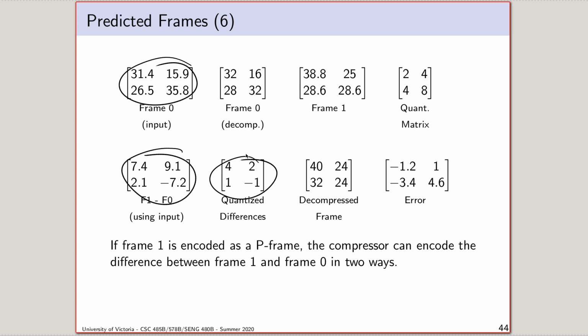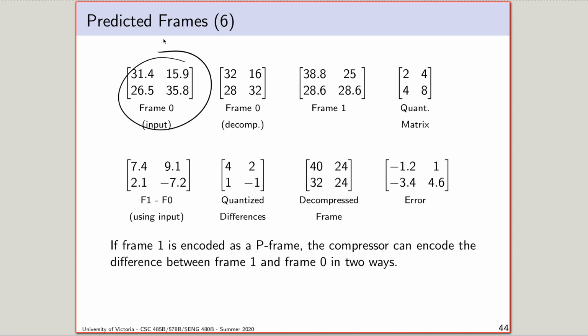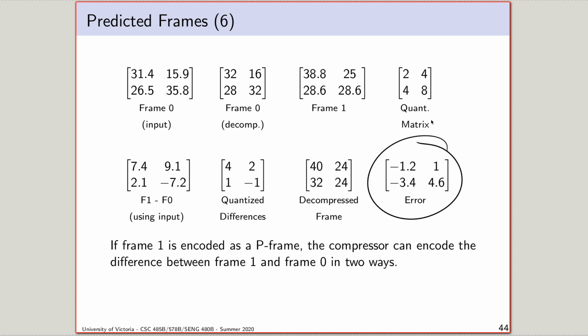But what does the decompressor use? Does the decompressor actually have this frame? No, it doesn't. The decompressor only has what it got for frame 0. So the decompressor takes the differences, undoes the quantization, and then it adds the value of its own frame 0, which is a bit off because frame 0 had some errors. And here's the error per element. That's tough because that means any error that got encoded into the representation of frame 0 hangs around in frame 1. That error is going to follow me forever.